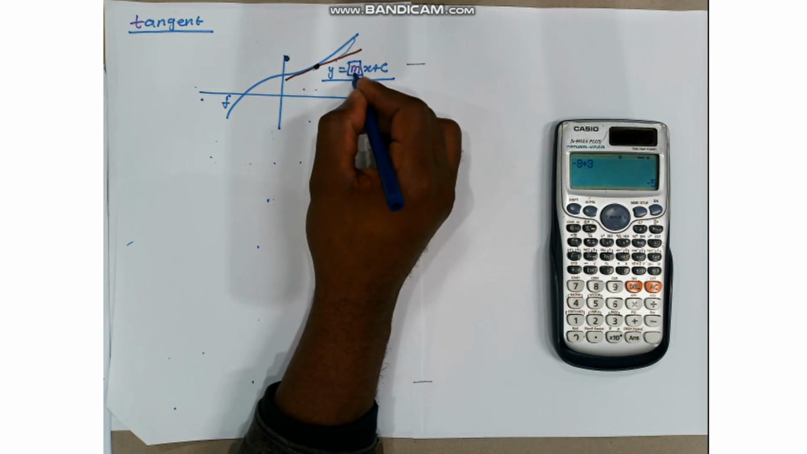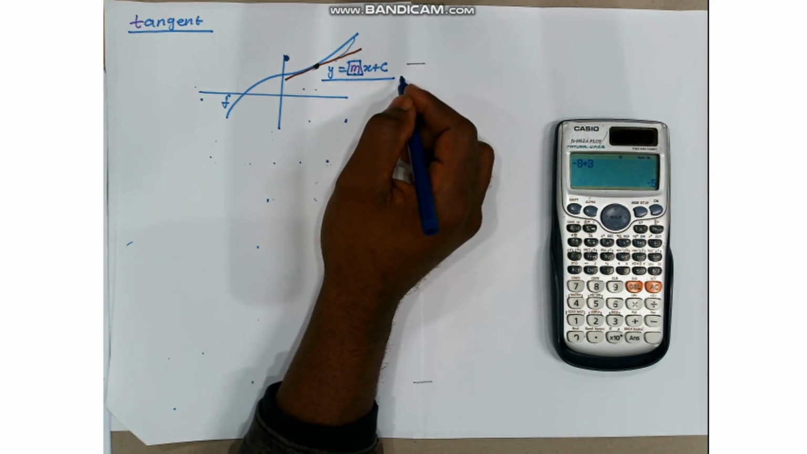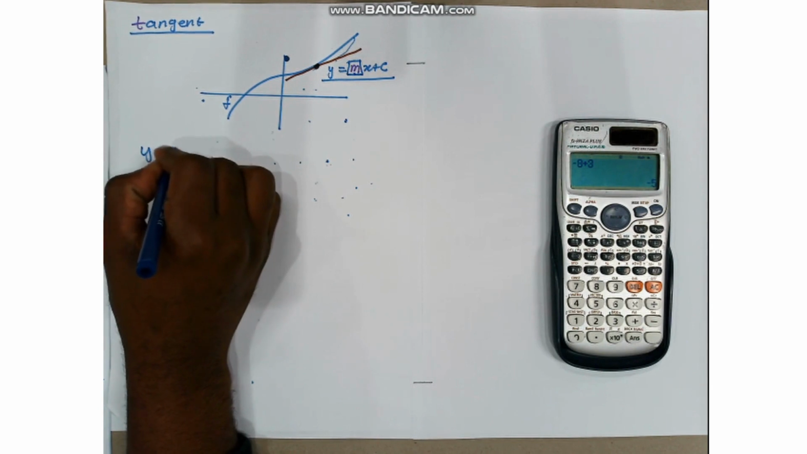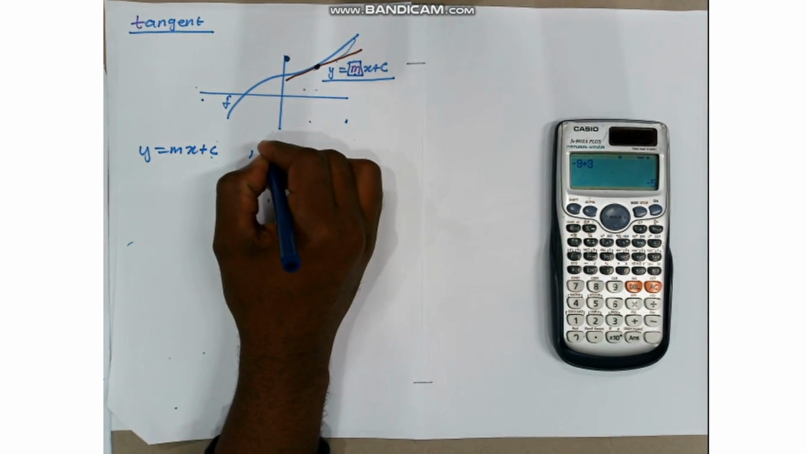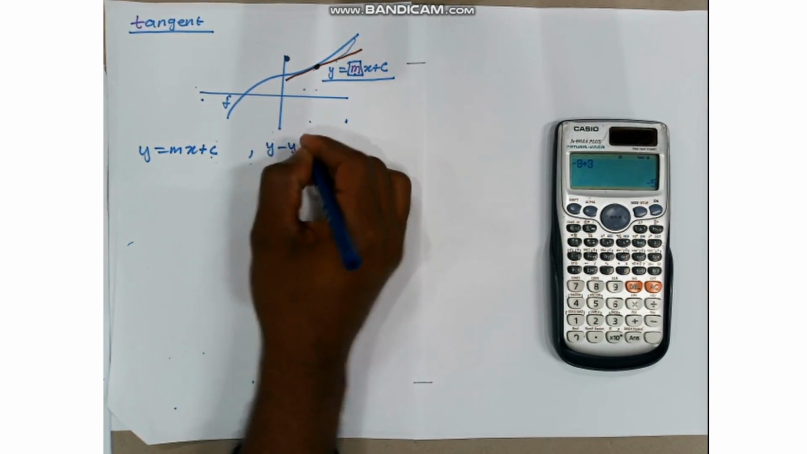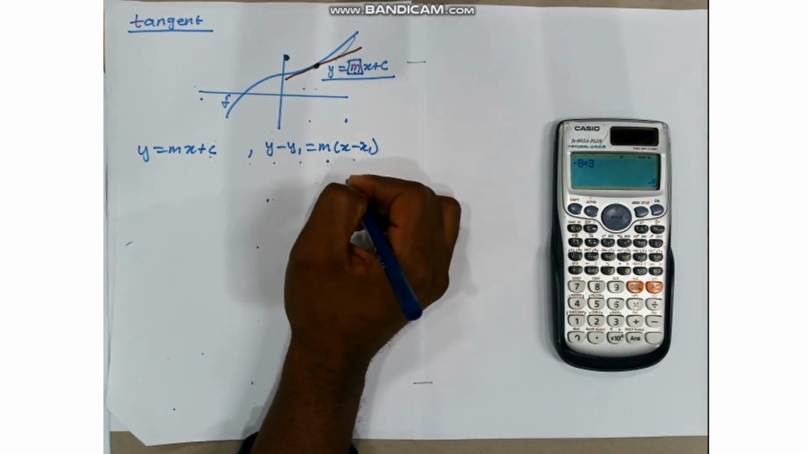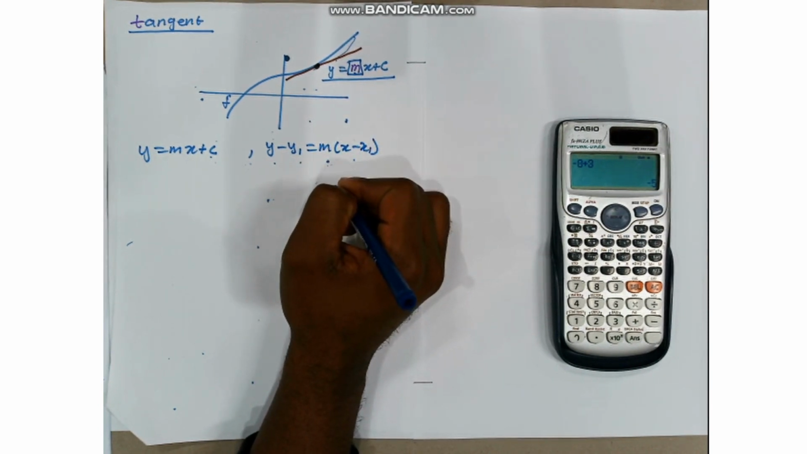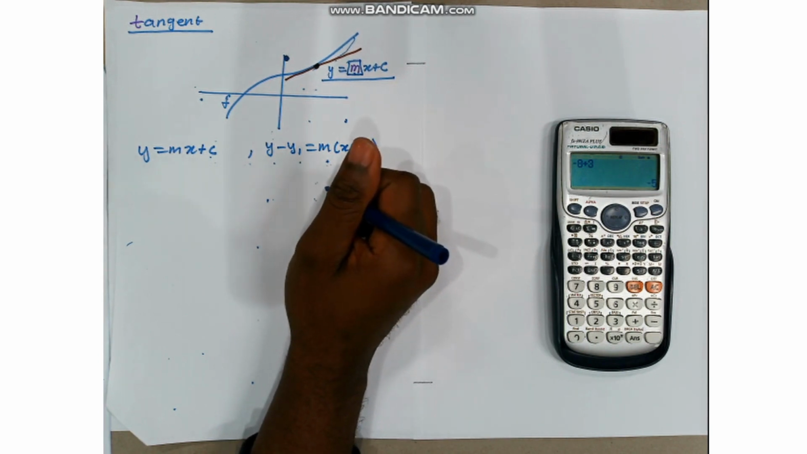So we need the gradient. Gradient is very critical. If you don't have the gradient, you can't calculate the equation of a straight line. So y is equal to mx plus c, and y minus y1 is equal to m into x minus x1. These are the two equations that we can use to calculate the equation of the tangent.